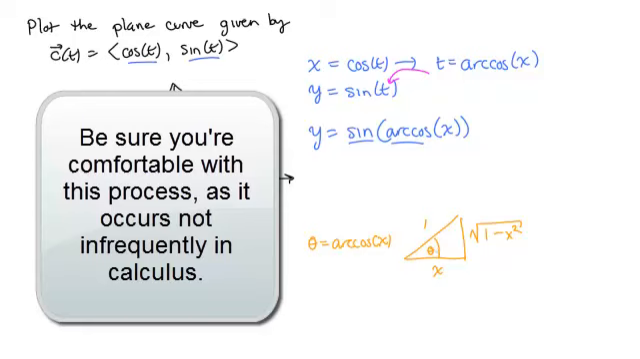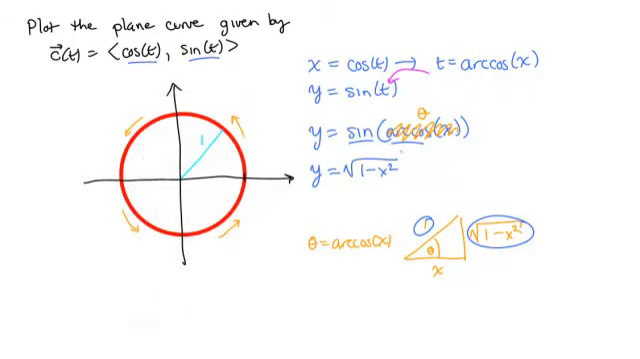So now that I know the triangle that corresponds to theta, and this entire bit right here is just the angle theta, y is going to be the sine of theta. So y is going to be the opposite side, the square root of 1 minus x squared, over the hypotenuse, which is 1. And so that gives me an equation that has x's and y's in it.